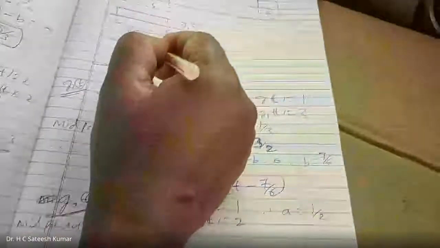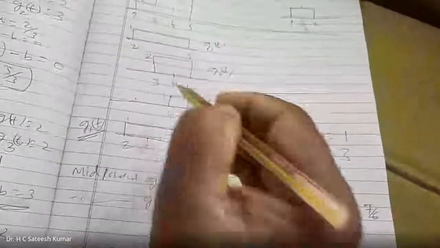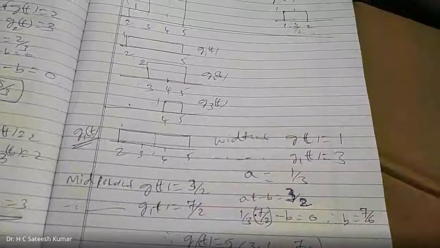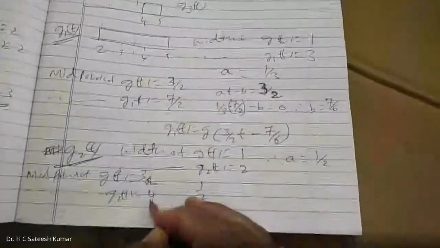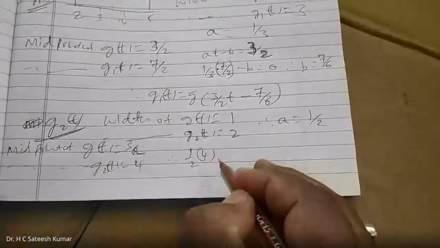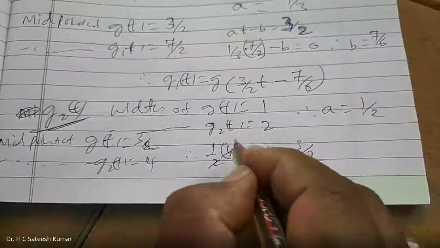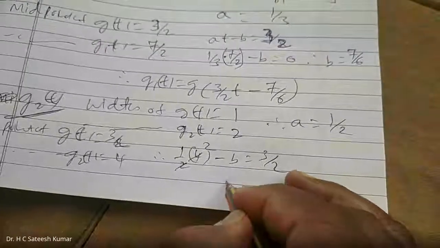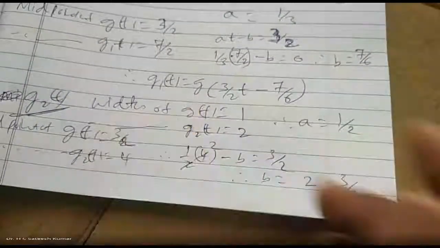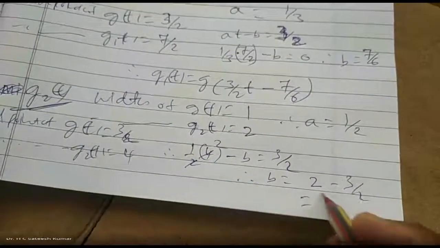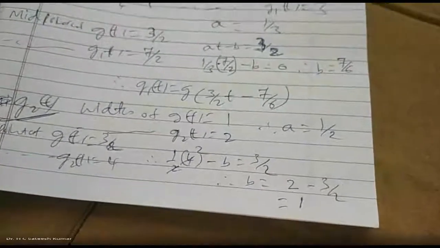G2 of t midpoint is what? 3, 4, 5, so 4. Therefore, A is 1 by 2, and t, the midpoint of this one, you should take as 4, minus B is equal to 3 by 2. So this is 2 times. Therefore, B is equal to 2 minus 3 by 2. You transfer B to this side and this one to that side. 2 minus 3 by 2 is equal to 4 minus 3, which is 1 by 2.